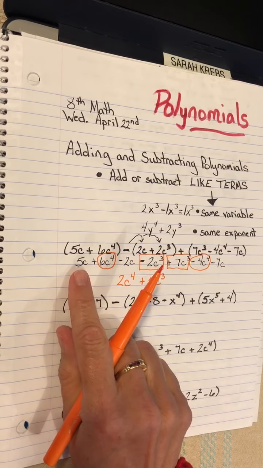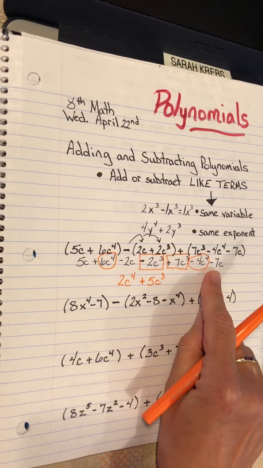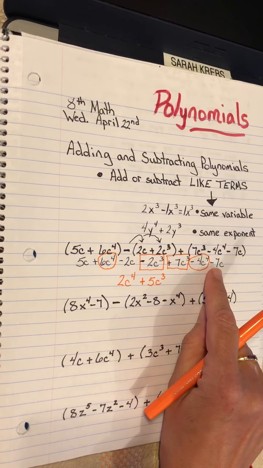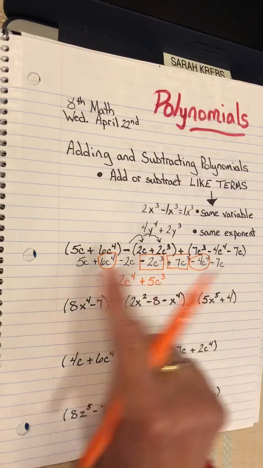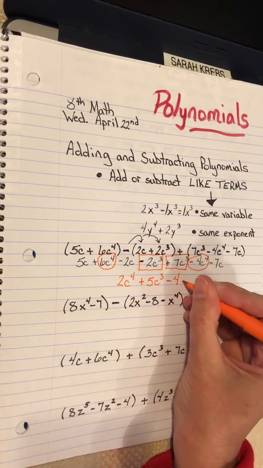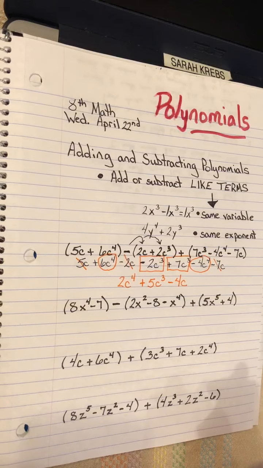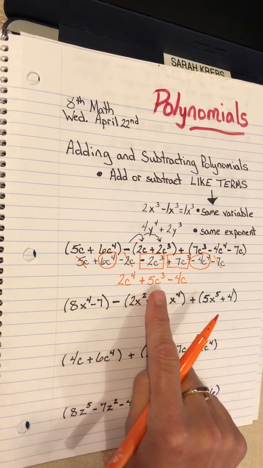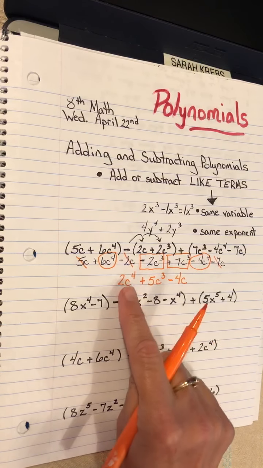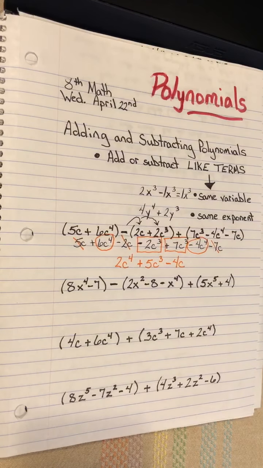I am left with 5c, negative 2c, and a negative 7c. So I'm going to combine those. A negative 2 and a negative 7 makes a negative 9. A negative 9 and a positive 5 will leave me with a negative 4c. So I have combined all the terms that I could. I cannot do any more combining, because even though they are all c's, they are two different exponents. Let's do the next one.